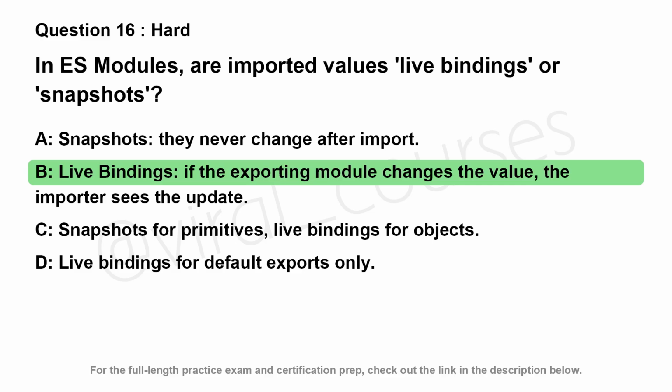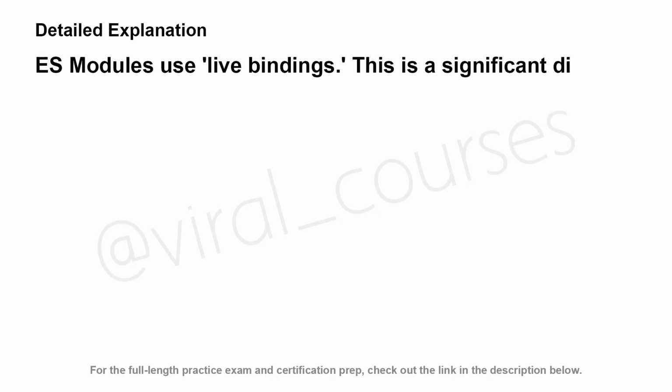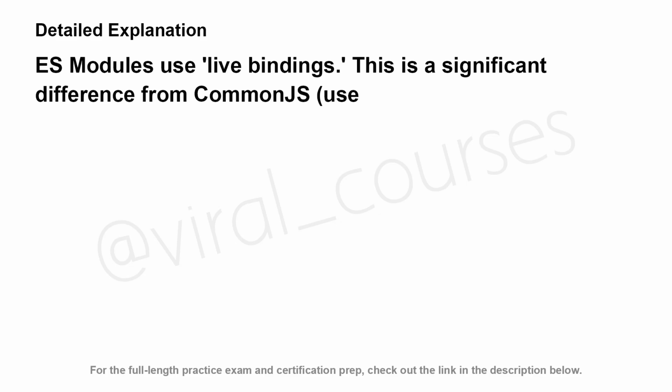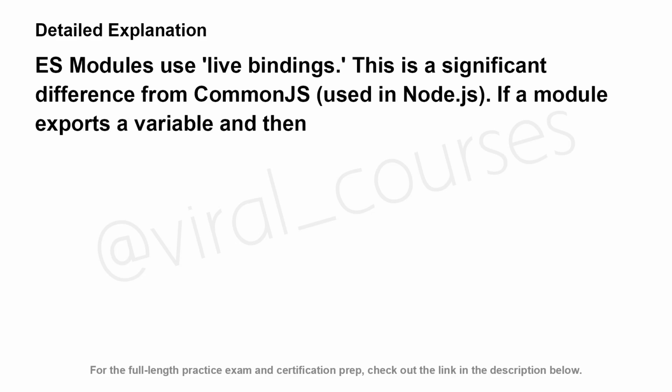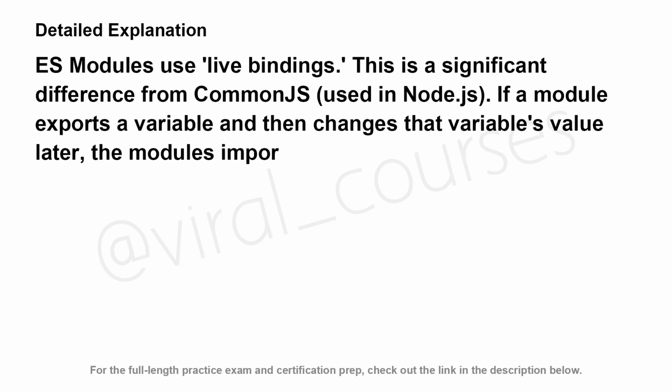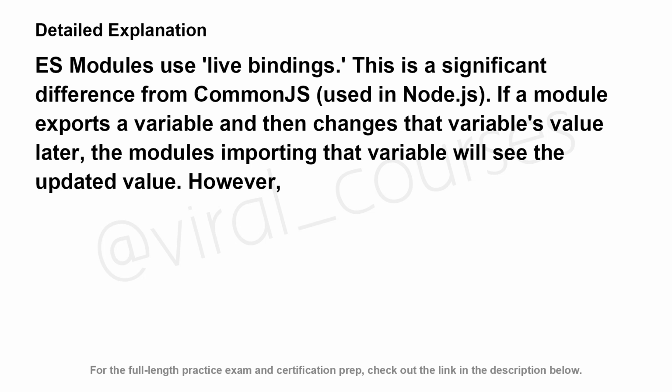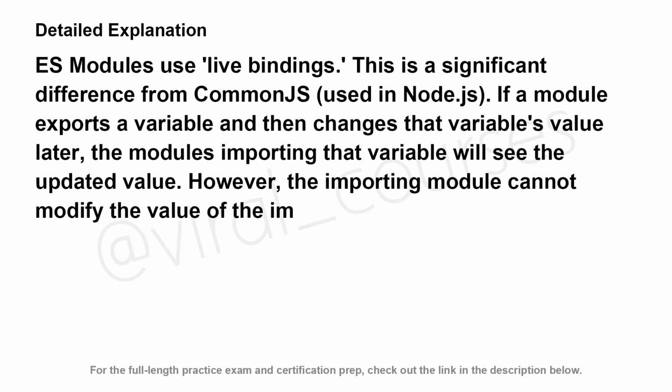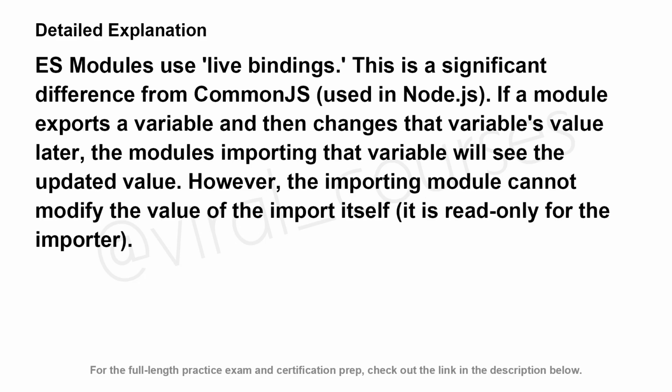The correct answer is B. ES modules use live bindings. This is a significant difference from CommonJS, used in Node.js. If a module exports a variable and then changes that variable's value later, the modules importing that variable will see the updated value. However, the importing module cannot modify the value of the import itself. It is read-only for the importer.